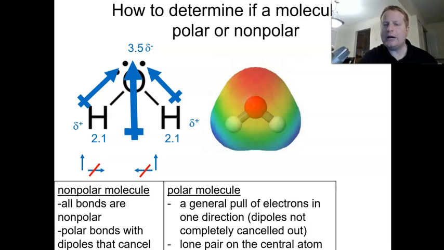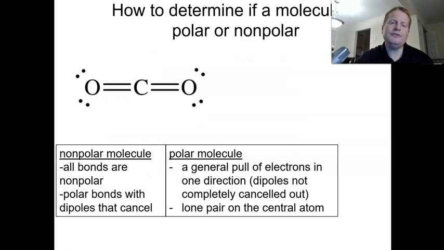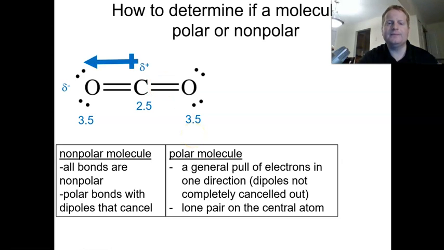Okay, let's look at a counterexample though. CO2. So we evaluate each of the bonds again. We've got 2.5, 3.5, 3.5. Okay. If we do the electronegativity difference, we do find that each of these bonds are polar. So I'm going to go ahead and put in my partial negatives, partial positives, and my dipoles.